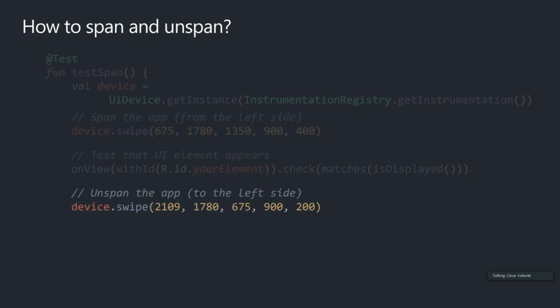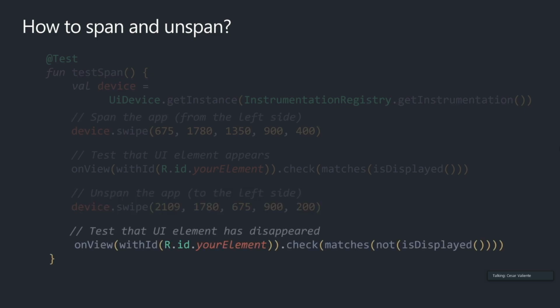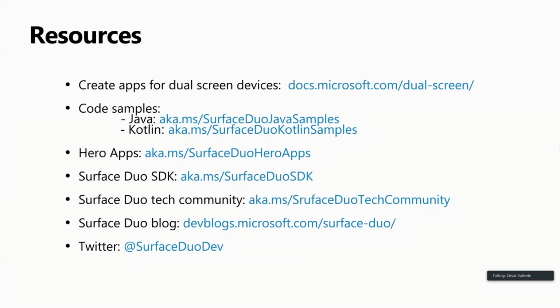We also, of course, can unspan the app, in this case to the left side, with different coordinates. We have everything in our docs, so don't worry about these numbers. We already have everything in the docs. And then once your app is in single screen mode, you also can check that the UI now in single screen mode looks as it should. And that's all from our side.